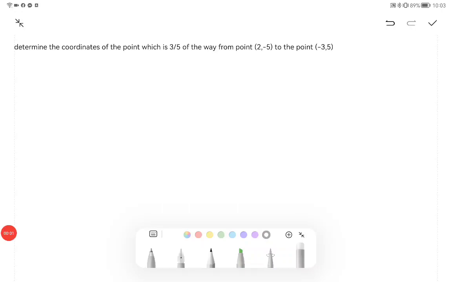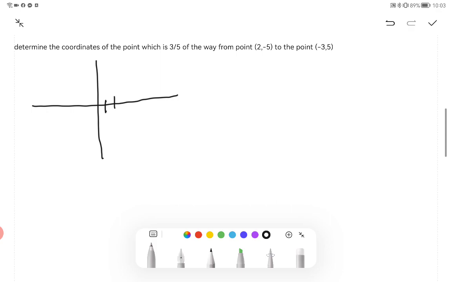We are asked to determine the coordinates of the point which is 3/5 of the way from point (2, -5) to the point (-3, 5). So first things first, we should write our Cartesian coordinate plane and plot our given points. We have here (2, -5): 1, 2, 1, 2, 3, 4, 5. So approximately it is right here.